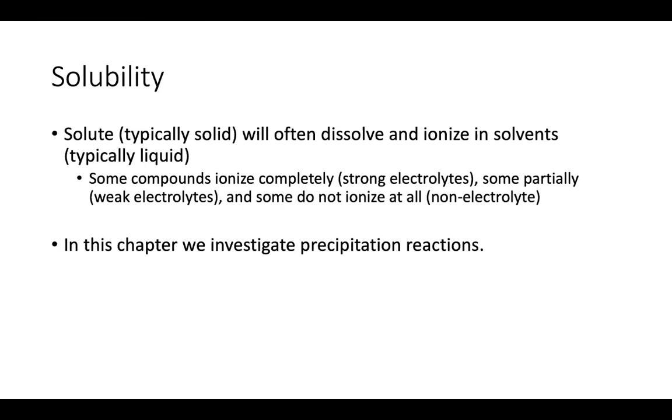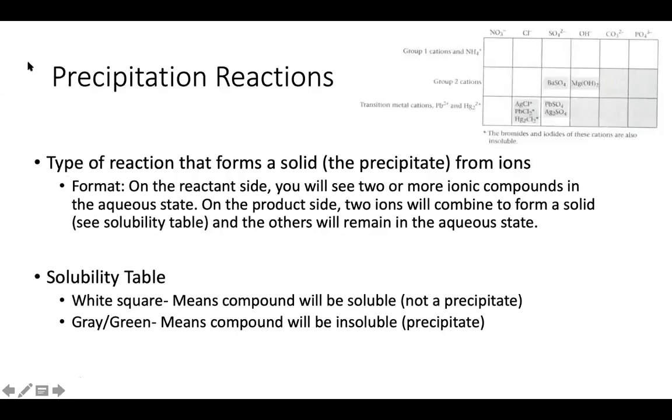And so we're going to see this in chapter 4 as precipitation reactions, which is just the last new topic we're going to talk about. All the math we'll deal with next week, but just to talk about what it is. So in this type of reaction, we form what we call a precipitate from ions. Okay, and so I'll describe what the format of this is.